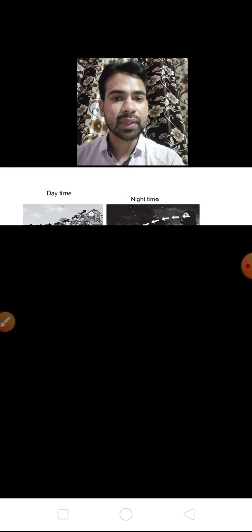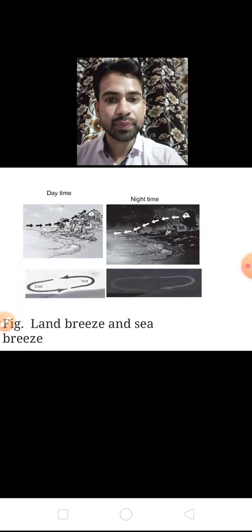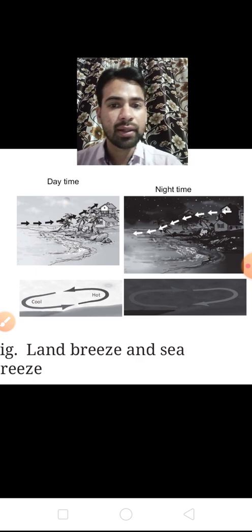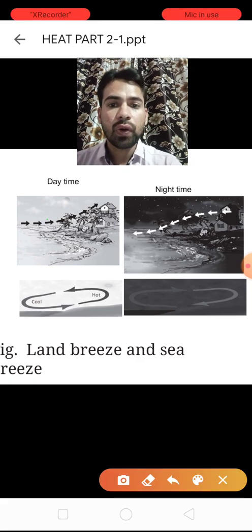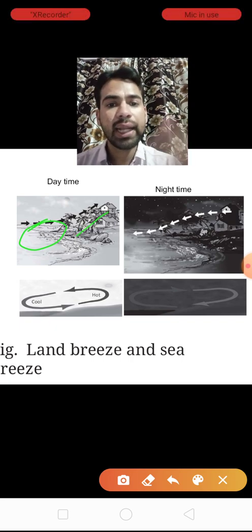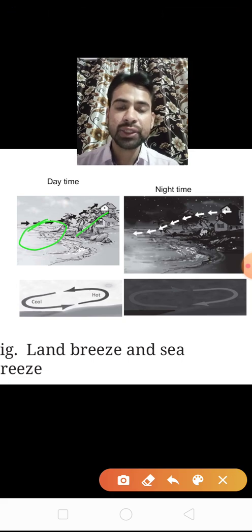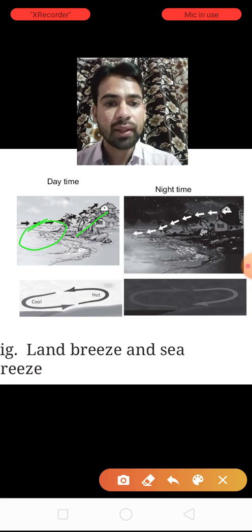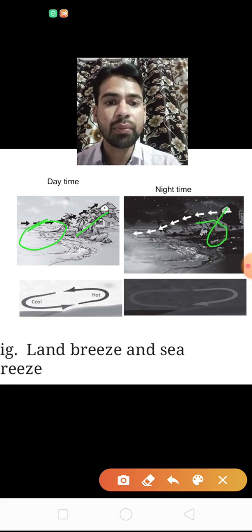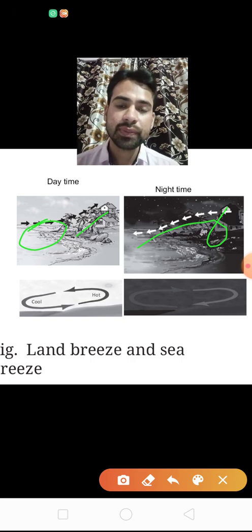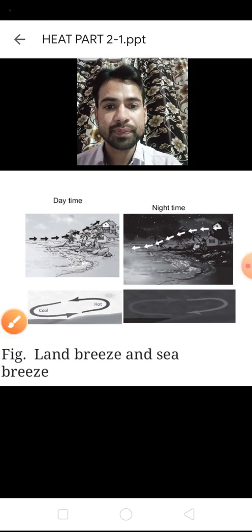Clear about this? Now see in this picture, during the daytime, what happens here: the cool air from the sea rises up and moves towards the land. This is sea breeze. And in land breeze the air from the land moves towards the sea. Okay, clear?